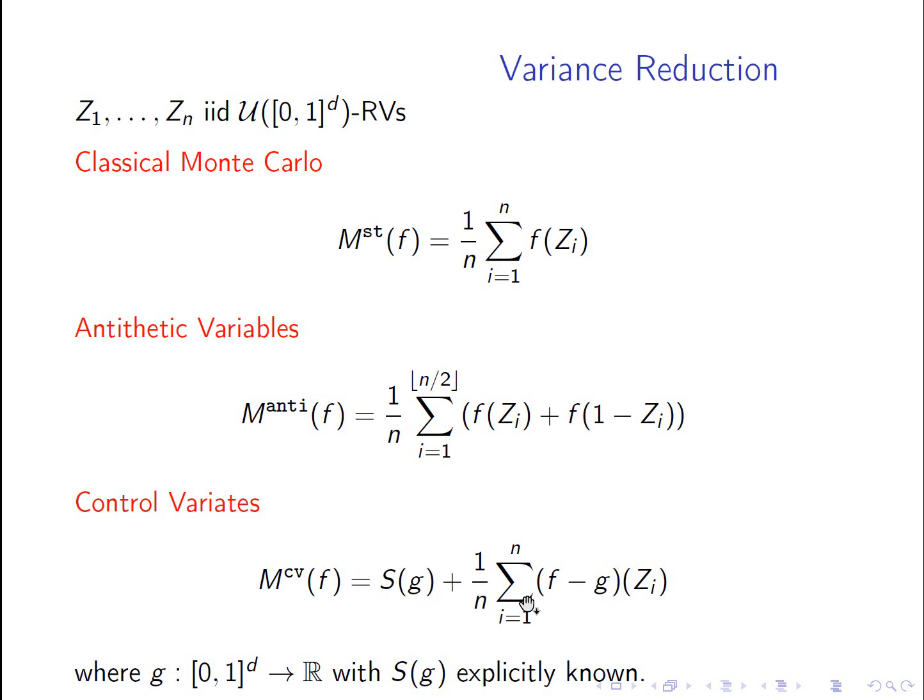And then we are doing classical Monte Carlo, but not classical Monte Carlo on f directly, but now on the difference f minus g. And the idea is, if f minus g is small, then the variance of this method might be smaller than the variance of classical Monte Carlo.